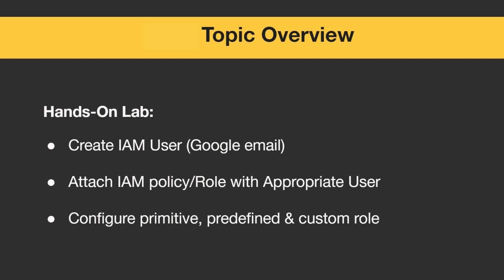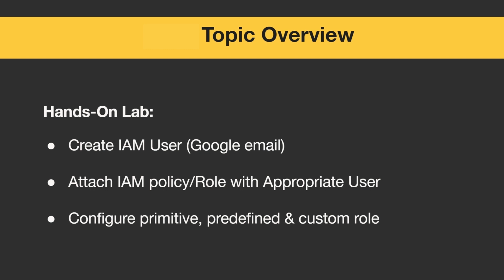So we will use the existing Gmail account. We will attach the IAM policy, which is the primitive role, predefined role and a custom role, and check the behavior. After checking, we will increase from least privilege to the most privilege, starting with read only, then edit, verify, and then owner access.